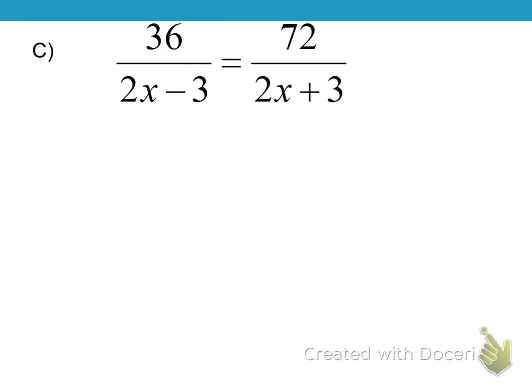Here's example 3, so you can see that these are getting a little more challenging. The basic idea is the same. We are cross-multiplying. Anytime there's more than one term, make sure you're using parentheses and distributing. All right, so what am I going to write next? 36 times 2x plus 3. Very good. 36 times 2x plus 3 in parentheses equals 72 times 2x minus 3 in parentheses.